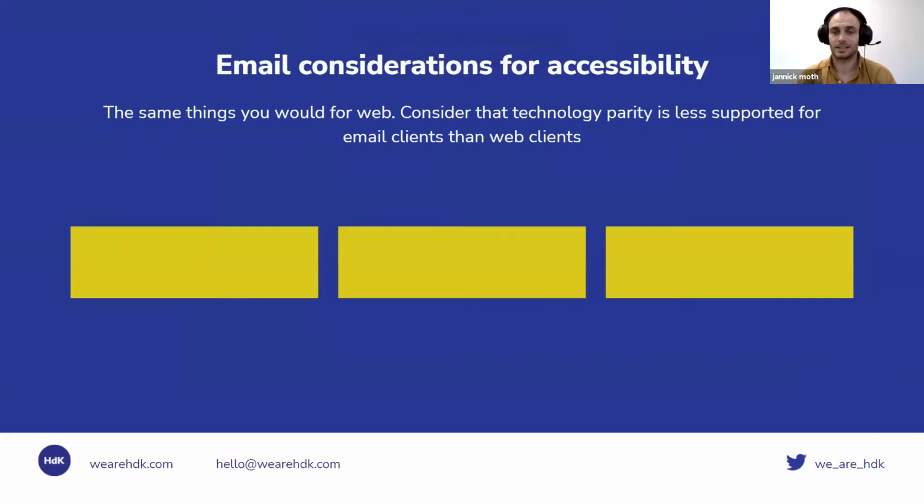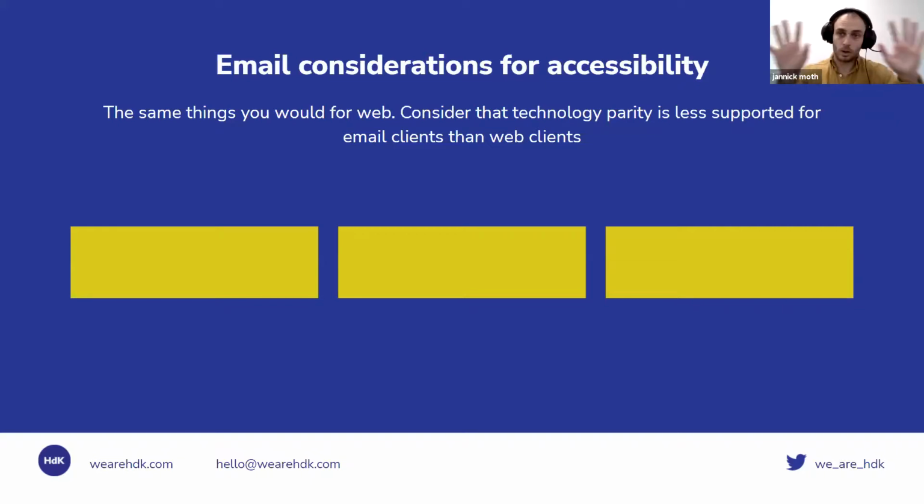So email considerations for accessibility. It's pretty much the same things you would do for the web. Parity is less supported for email clients than web clients. So what I mean is that there's a lot more support for the technologies we use for browsers. So like Safari, Google Chrome, Mozilla Firefox, to a certain extent, Internet Explorer. They're much more supported for websites than email software. So you've got Outlook, Gmail, Thunderbird, webmail, and then you can also access web across your mobile on apps, and then as well in the browser.